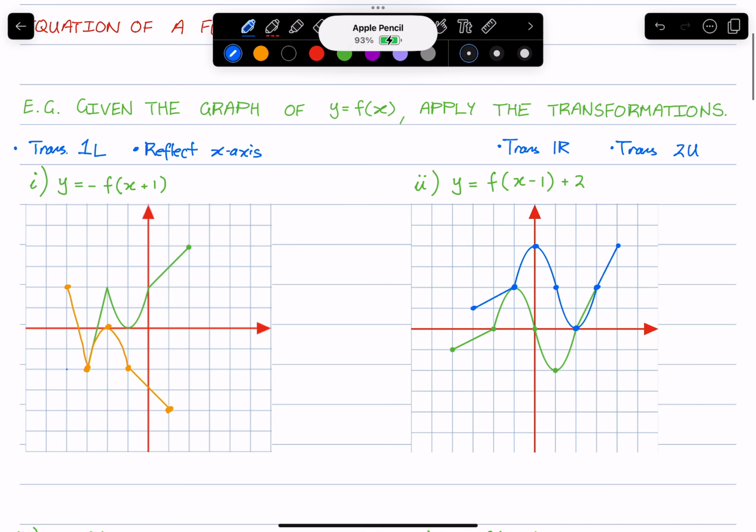Okay, so I hope that gave you an insight into how we can apply these transformations, and always keeping in mind the order of these things happening, because as you've seen previously, the order of these transformations do indeed matter.